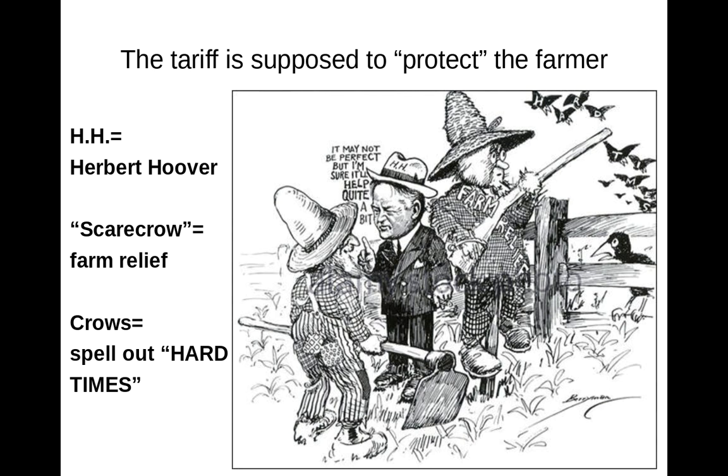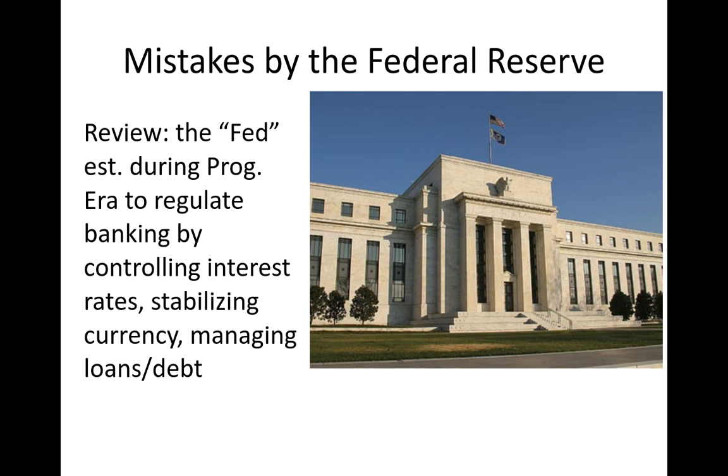So here we go. Last but not least, mistakes by the Federal Reserve. Before you guys finish up this outline, just make sure you review that the Fed was established during the Progressive Era to regulate the banking industry. Its main job, you guys, was to control interest rates by increasing or decreasing them, right? And that would stabilize currency and manage people's loans and debt ratio.